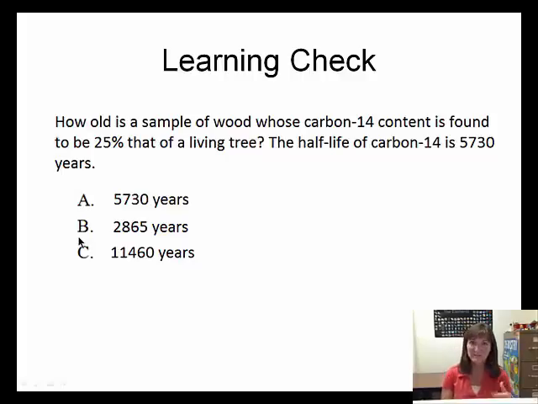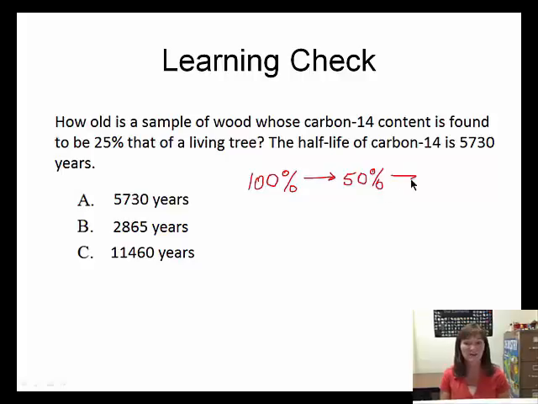So let's start off just by thinking about half-lives in terms of percents. If I start off with 100%, and it goes through one half-life, what percentage do I have left? I'm only going to have 50% of my sample left after the first half-life. When it goes through another half-life, then I'm only going to have 25% of my original sample. And you can keep going. So this tells me that I only have 25% of my carbon-14 left, so it must have gone through 2 half-lives.